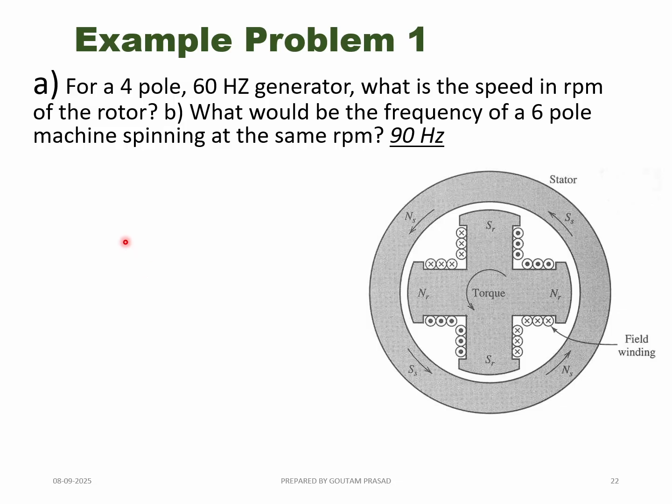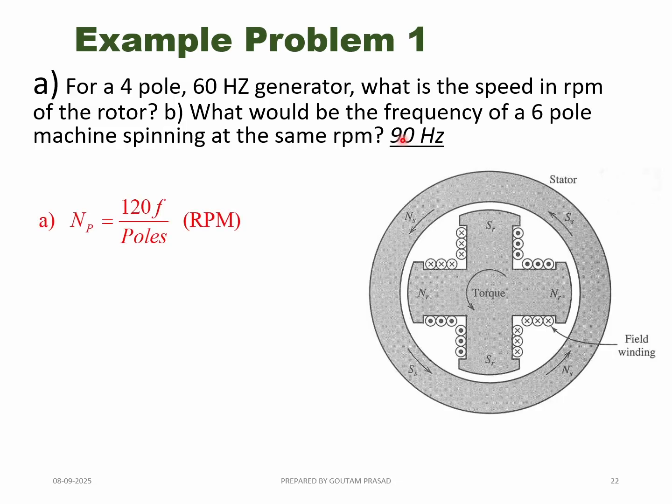So let's talk about an example. Here is an example for a 4-pole 60 Hz generator. What is the speed in RPM of the rotor? And the second question is, what would be the frequency of a 6-pole machine spinning at the same RPM? Meaning the RPM we got in the first question is the RPM for the second question, and what will be the frequency in hertz if the number of poles is increased from 4-pole to 6-pole. So basically that is the question.